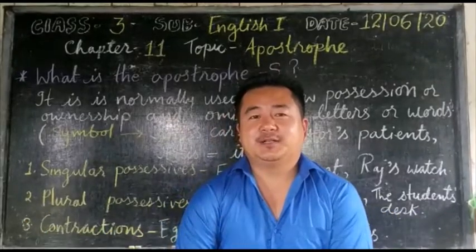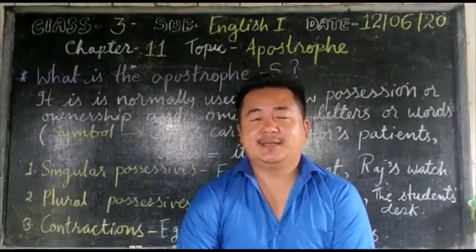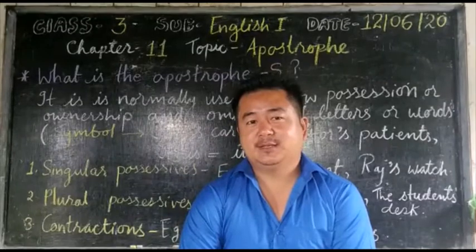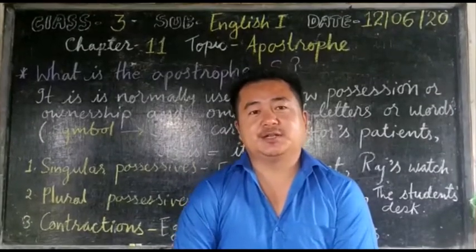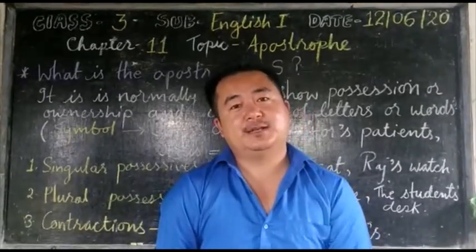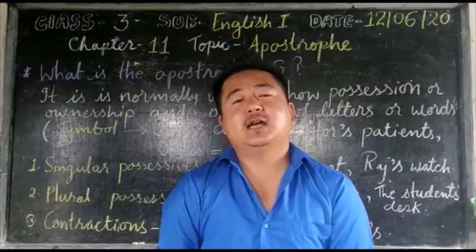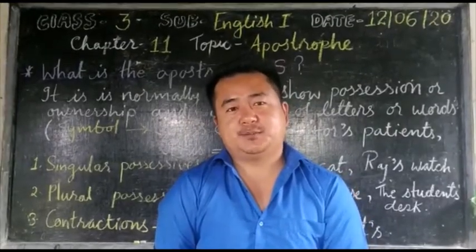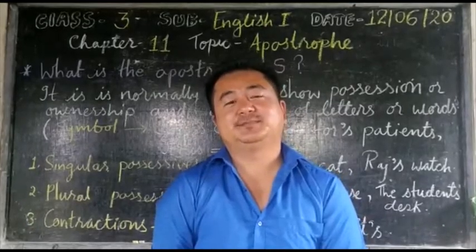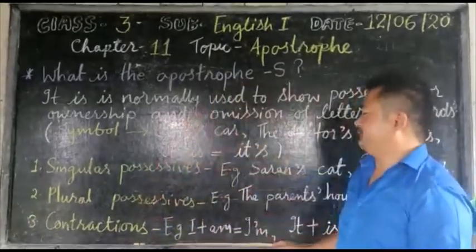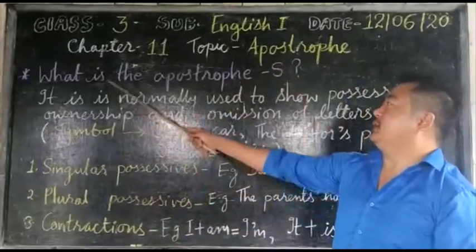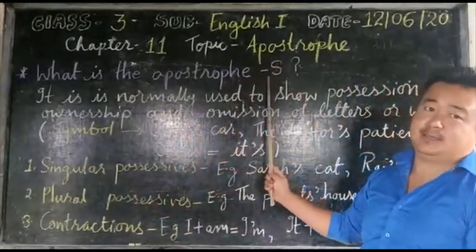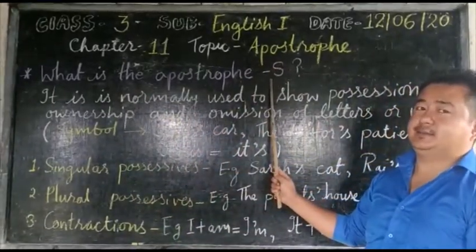As we have already completed the 10th chapter of our textbook, today we are going to continue with chapter 11, and the topic that we have is apostrophe. So what do you mean by apostrophe? See here. What is apostrophe? That is 'S.